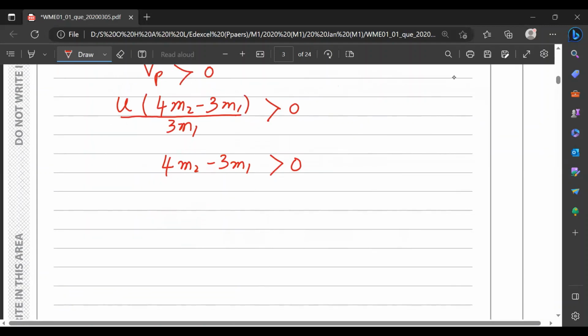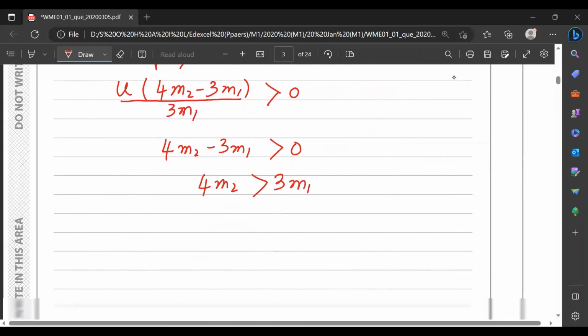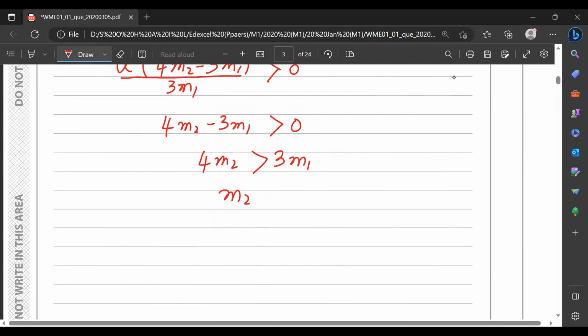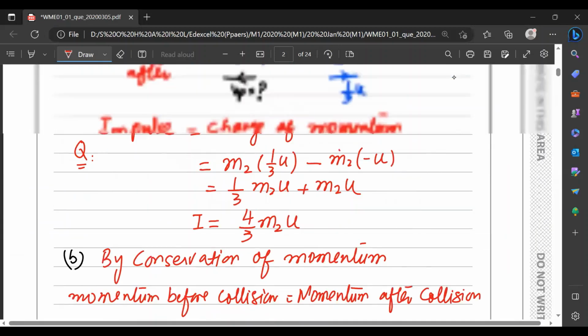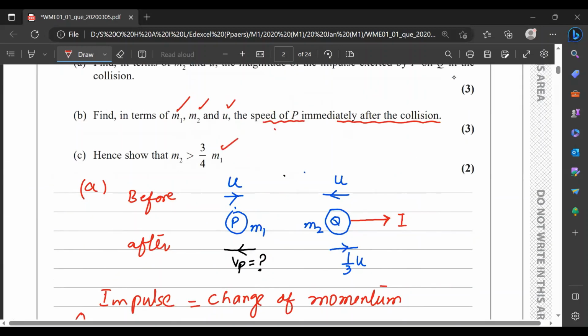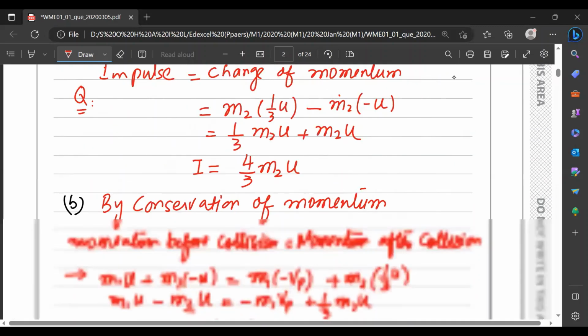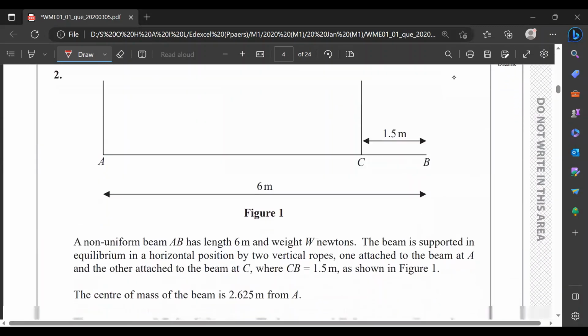Shifting 4 m2, shifting 3 m1 to the right-hand side and dividing by 4 gives 3 over 4 m1, and this is what we wanted to prove. Show that m2 is greater than 3 over 4 m1. Yes, this is the result. So that was question number one. Question number two is on moments.